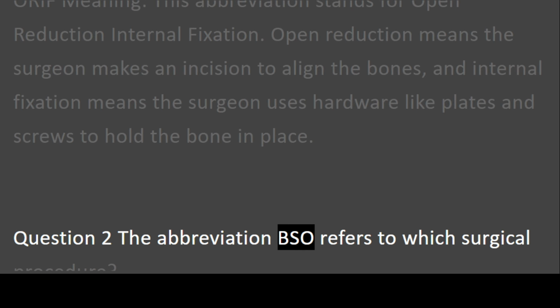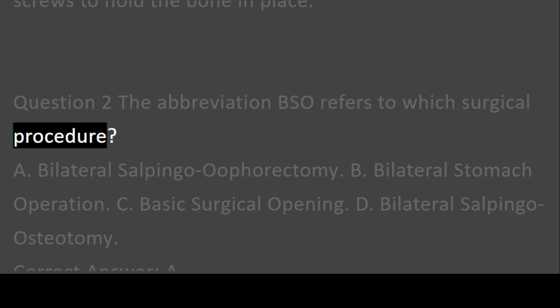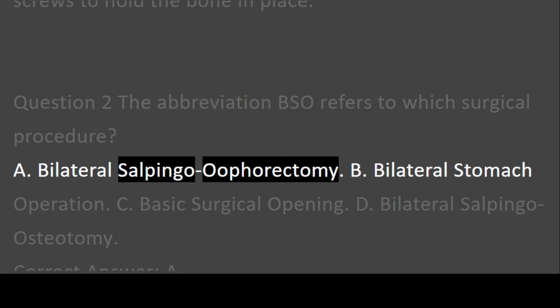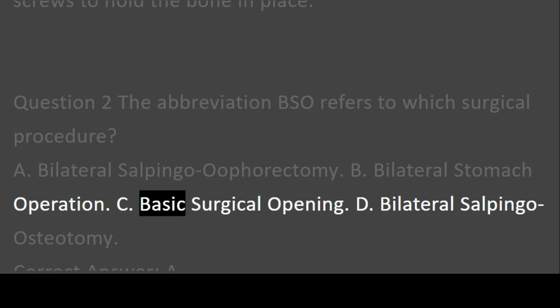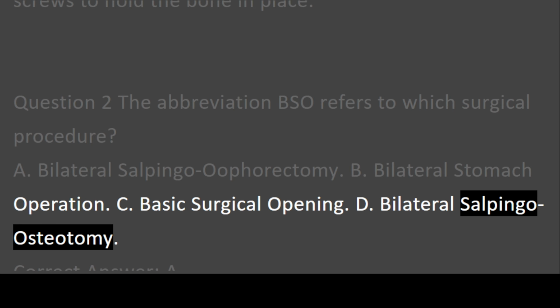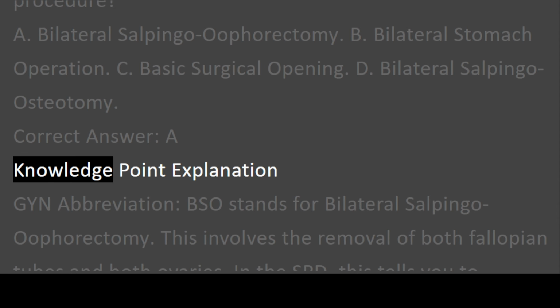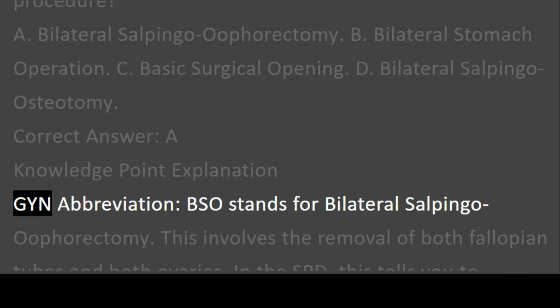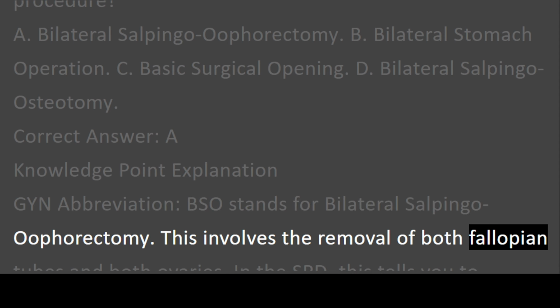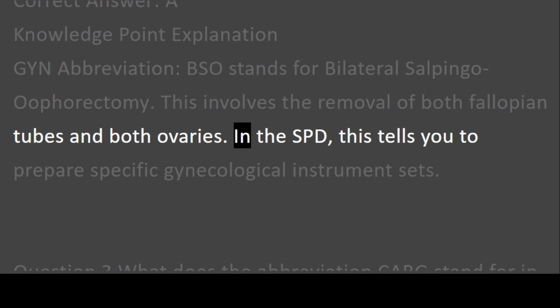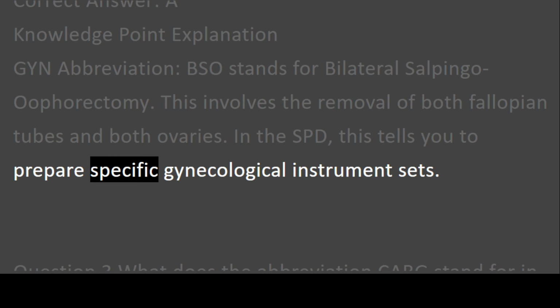Question 2. The abbreviation BSO refers to which surgical procedure? A. Bilateral salpingo-oophorectomy. B. Bilateral stomach operation. C. Basic surgical opening. D. Bilateral salpingo-osteotomy. Correct answer, A. Knowledge point explanation. GYN abbreviation, BSO stands for bilateral salpingo-oophorectomy. This involves the removal of both fallopian tubes and both ovaries. In the SPD, this tells you to prepare specific gynecological instrument sets.